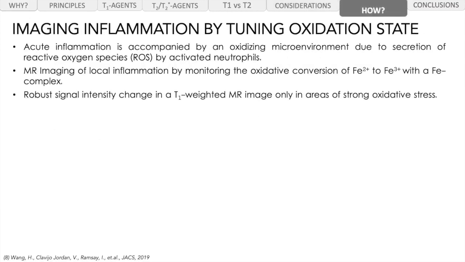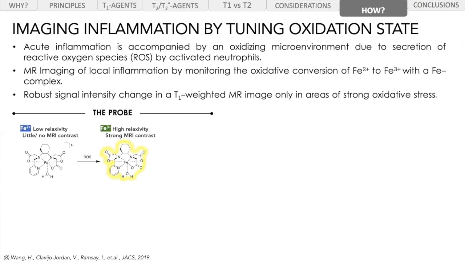So now I'm going to go with how. Now that we've learned these different parameters that we need to take into account, how can we apply these concepts and actually do molecular imaging with MRI? I'm going to start with an example of a probe that was developed here at the Martinos by Eric Gale's group. And really what they did is they developed an iron-based probe that actually can image inflammation by tuning the oxidation state.